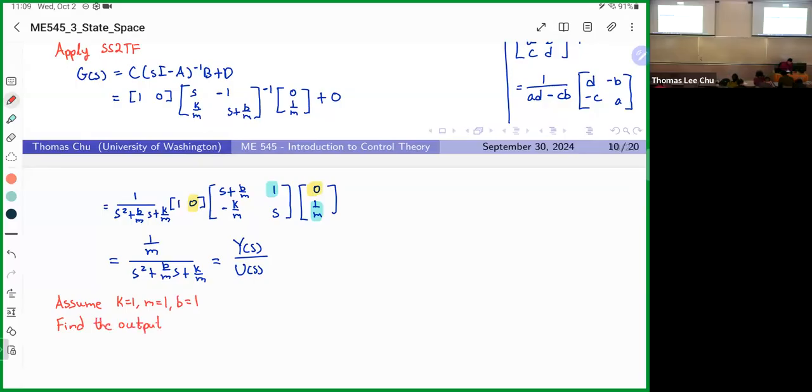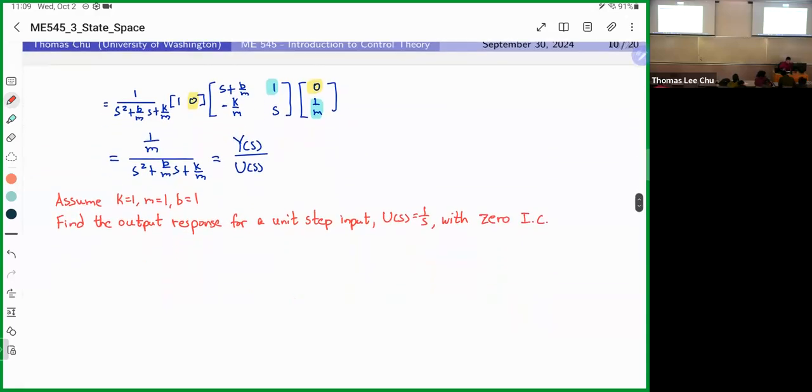Output response for a unit step input where U of S is equal to 1 over S with 0 initial conditions. Okay.